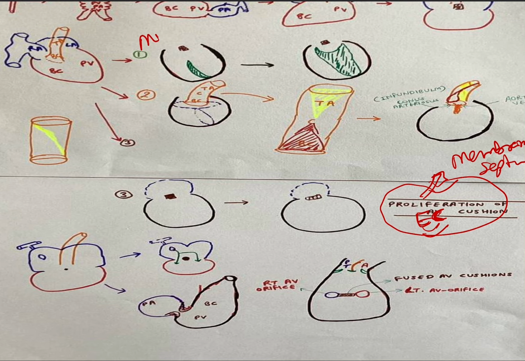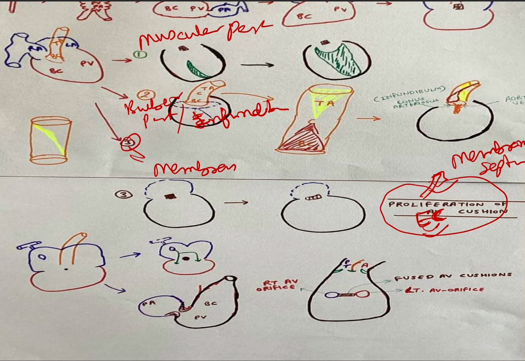This was the muscular septum, muscular part. This was the bulbar part or infundibular part. And the third part is the membranous part, which is very important. To understand this membranous part development, please see this diagram very carefully.